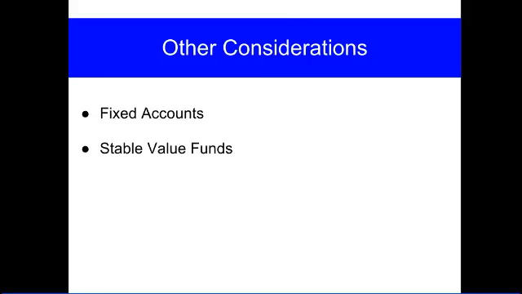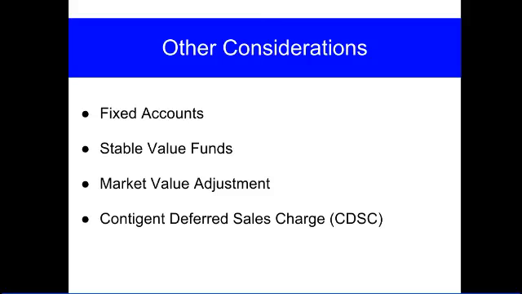Some other considerations you might look at are adding fixed accounts. If you're dealing with an insurance provider, sometimes they might offer a fixed account. Also stable value funds. If you're either open architecture or even with the provider, some plans provide stable value funds. One thing you might look out for on either one of these is a market value adjustment, and this is a good question to ask the provider or the company offering the fixed accounts or the stable value: if participants move or if the plan moves, is there going to be some sort of adjustment to that particular investment? Another thing is contingent deferred sales charges.